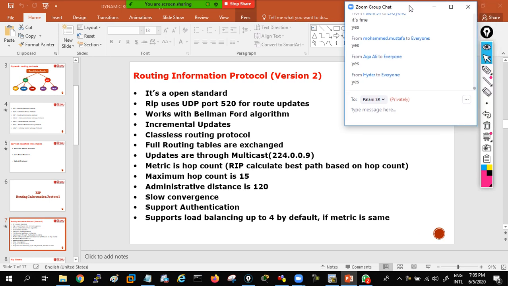For example, HP also supports RIP. Juniper also supports RIP. Fortinet also supports RIP. Whatever device has routing capabilities supports this protocol, which is RIP. Everybody understands this point? It's not Cisco proprietary, sir. It's an open standard. Open standard means it doesn't belong to anyone. Anybody can use this protocol. That's why we call it an open standard. Is it clear, guys? All the vendors support the RIP protocol. Everybody is okay?